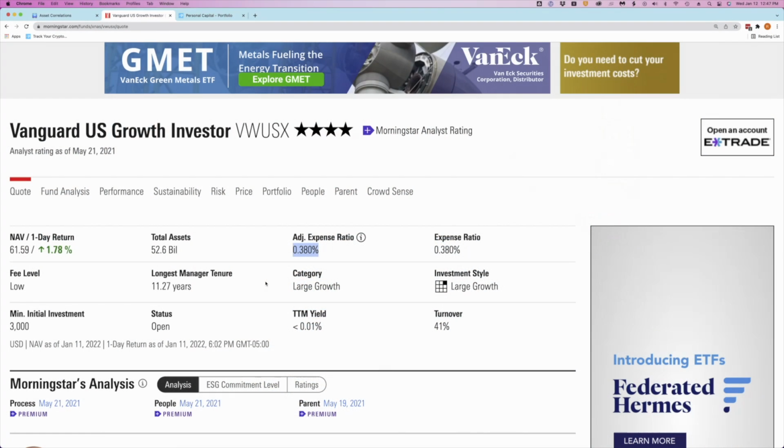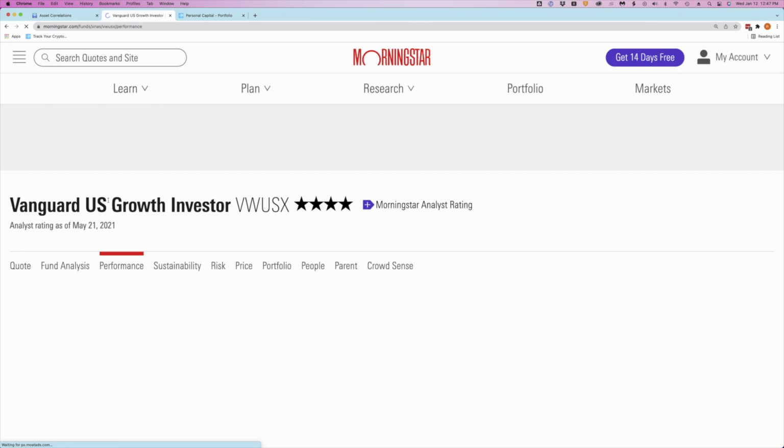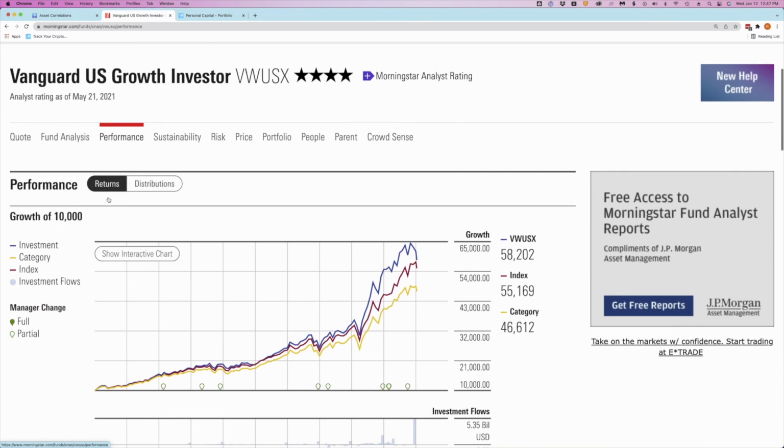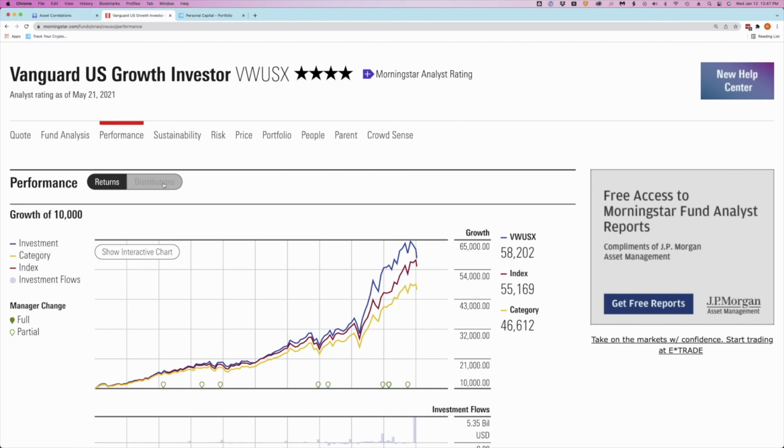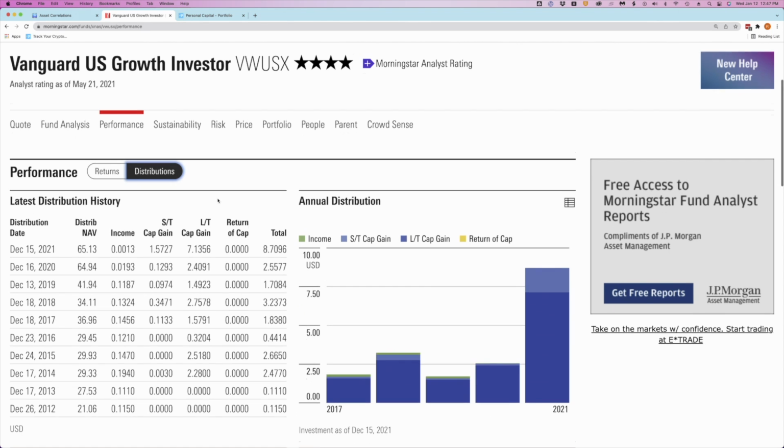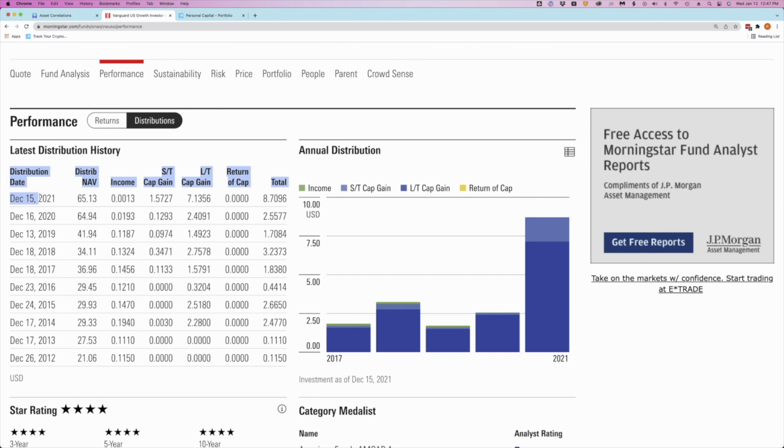That raises an important question. Well, Rob, how do we figure out if a mutual fund is likely to distribute capital gains? Well, I'll show you. You use Morningstar, and we'll use Vanguard US Growth Investor as our example. And what you want to do is go to the Performance tab right here. This shows you the returns, but what we want to focus on are distributions. So if we click Distributions, you can see over here it's by date.